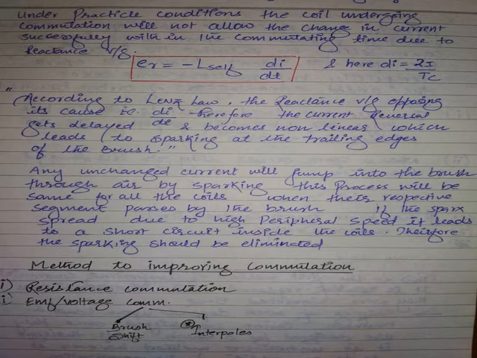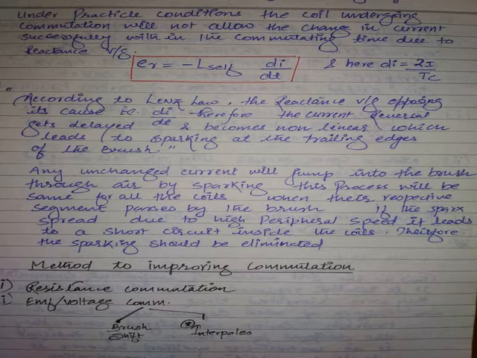That 5 amperes unchanged current will jump into the brush, because up to that previous microsecond this brush is in contact with segment 2, yes or no? See the last diagram, it is in contact with segment 2. But when it loses the contact with segment 2, by taking advantage of the contact, since the coil is not allowing, that 5 ampere current will jump into the brush through sparking. Is the point clear?